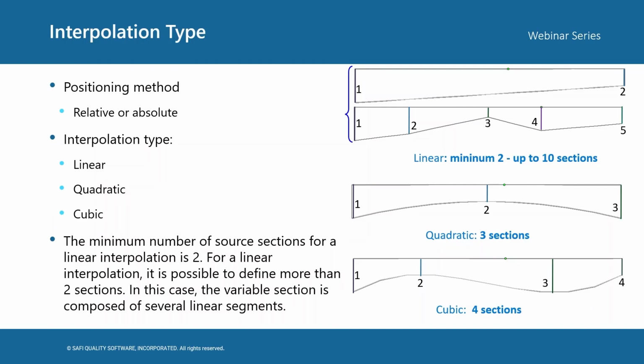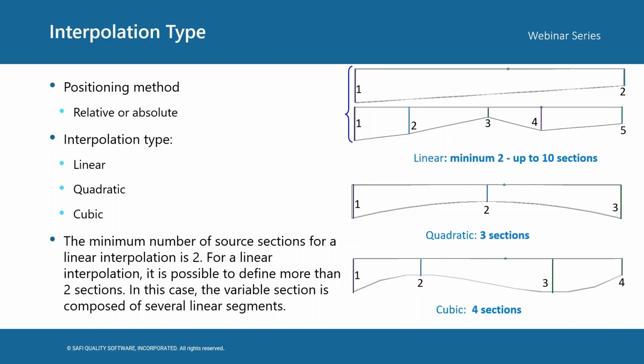There are two positioning methods for the section. The first one is the relative, which is a ratio of the length of the member. The second one is absolute, where the user needs to specify the exact position from the start of the member. The interpolation types define the longitudinal profile of the tapered member. There are three interpolation types, which include linear, quadratic, and cubic.